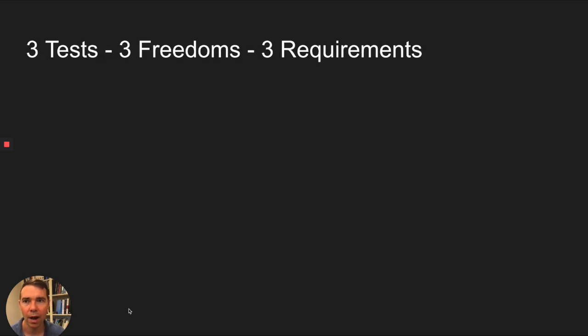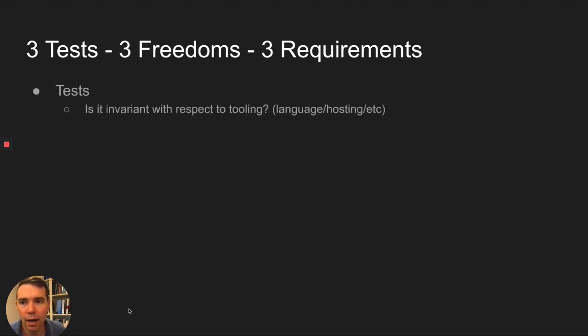So I have 3 tests, 3 freedoms, and 3 requirements. So for tests, how will we look at each proposal? So is it invariant with respect to tooling? So if you need a particular language or you need a particular framework to make a best practice work, it is probably not what we seek. Is it invariant to industry? If you're building software for a regulated industry and you need a certain practice, but if you're building software for a different industry, you would need a different practice. That does not sound like something we seek.